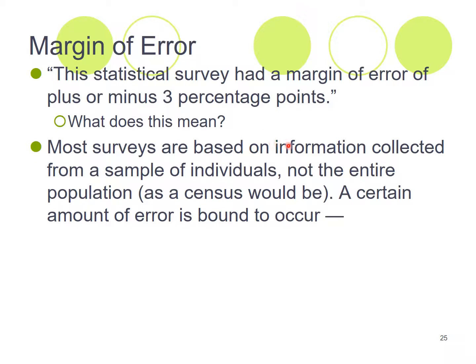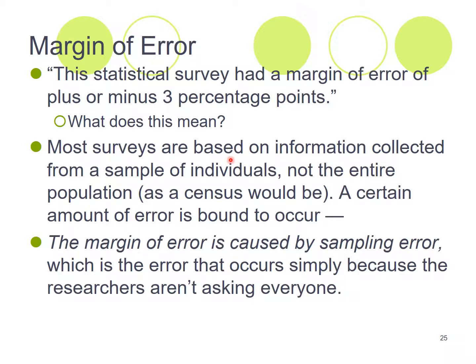Most surveys are based on information collected from a sample of individuals and not the entire population as a census. So a census is the total population. And because it's not the total population, there will be a certain amount of error that is bound to occur because you're not asking everybody, you're only asking a sample. The margin of error is caused by sampling error, which is the error that occurs simply because the researchers aren't asking everybody.